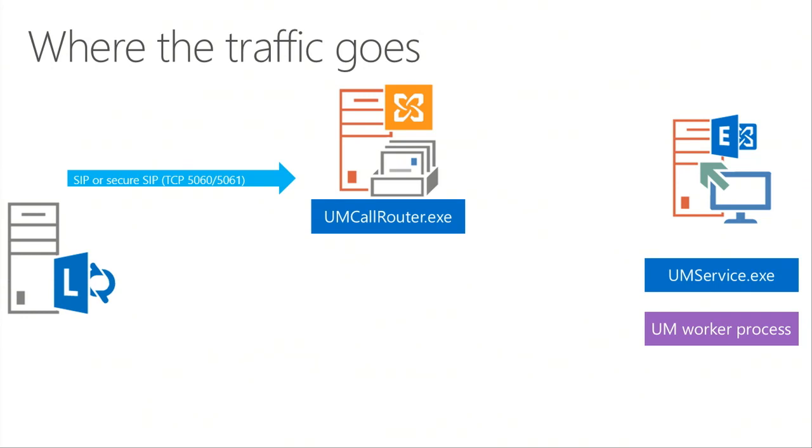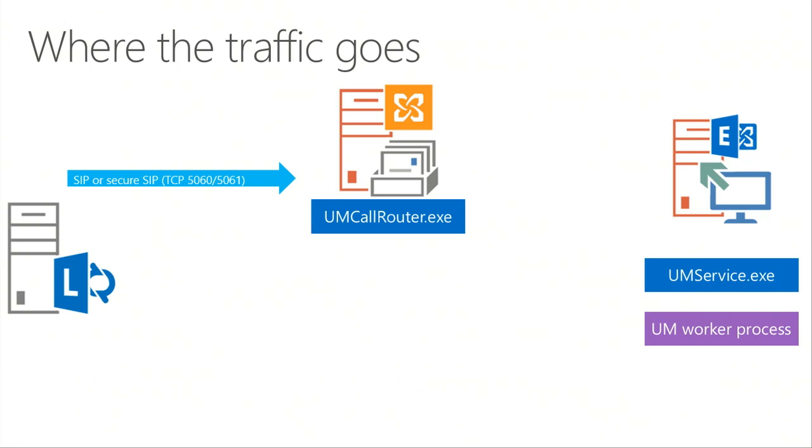So from Lync, we're going to have an outbound SIP request that goes to the call router service on the CAS. And just for simplicity's sake, I'm continuing to pretend that the CAS and mailbox are on two different computers. But this flow is exactly the same if you just scratch out the server icons and remember that call router exe and service exe are really the players we're talking about. It doesn't matter what physical box they're located on.